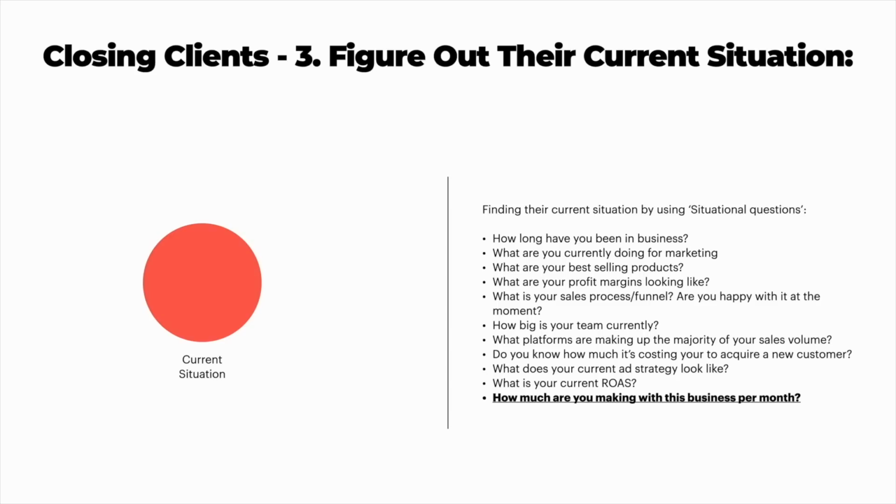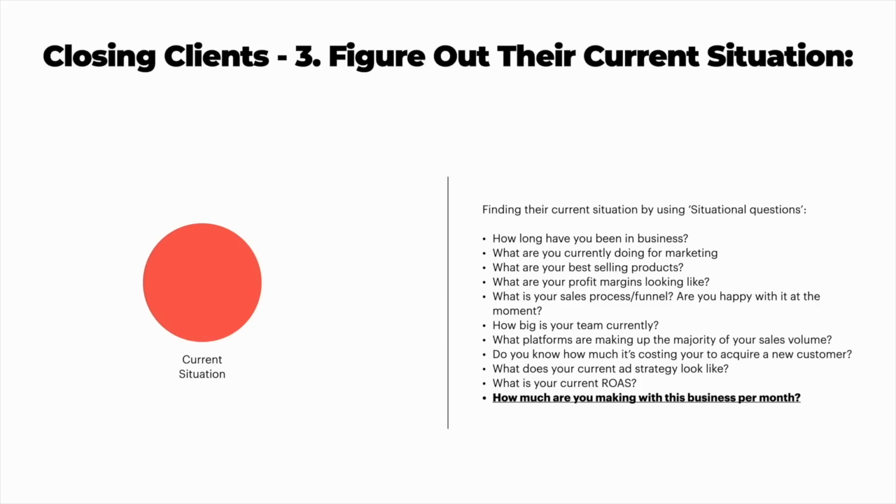and what are your profit margins, and how much, and this is why I've underlined this one, this is the key question here, how much are you making with this business per month right now, because that is their current situation. In business, our KPI is obviously how much you're making per month with a business. So that's what we're going to be asking, because that's going to show us their current situation, so we can figure out their desired situation, where they're trying to go, and that gap in between, we're going to widen that. So this is how you figure out their current situation.